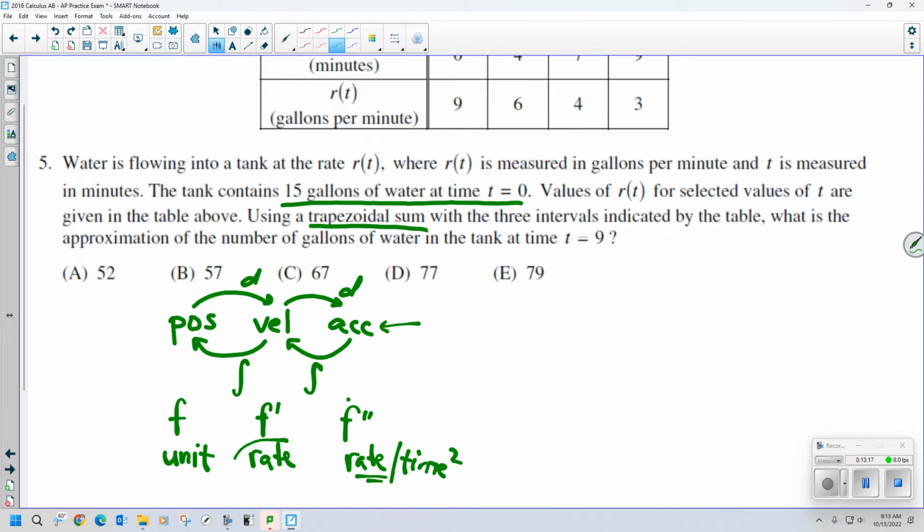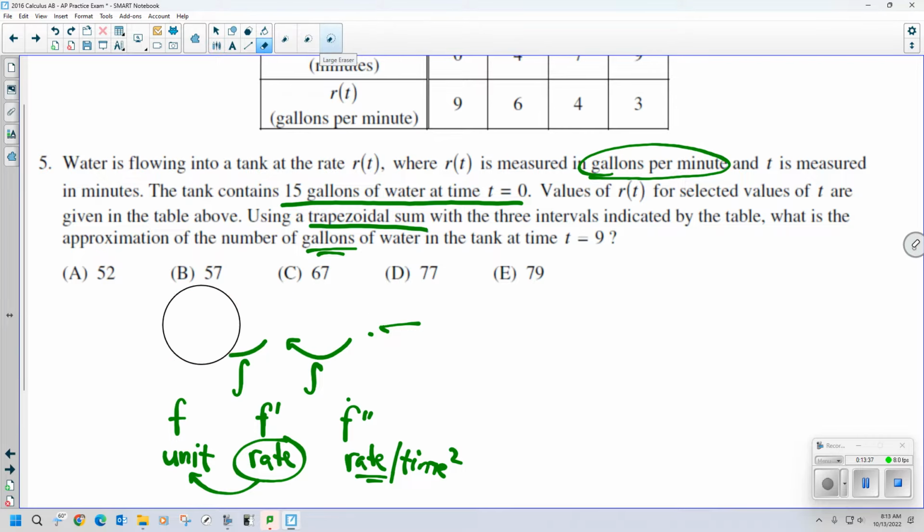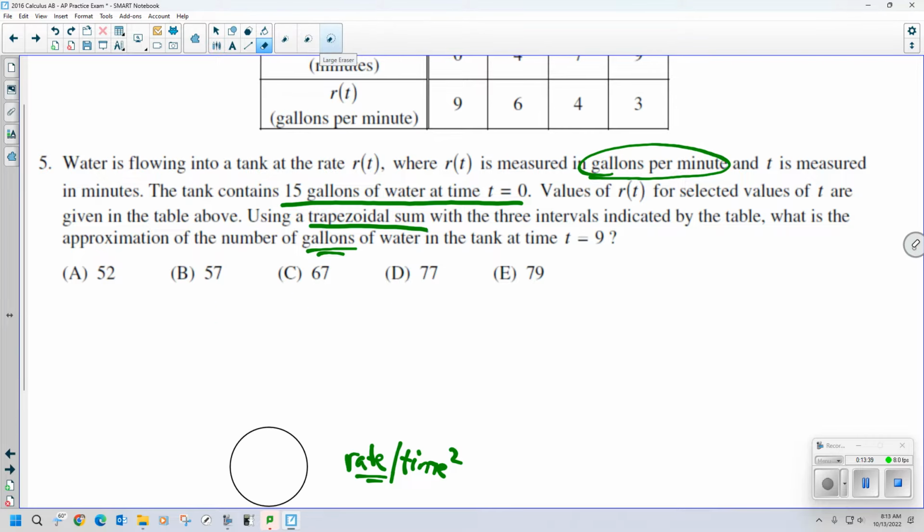Right now in the table, they give us a rate. We need to find the unit. They give us gallons per minute. We need to find gallons, so we're going to integrate this. But we don't have an equation. That's why we need to use the trapezoidal sum rule. Trapezoid rule. Here we go.